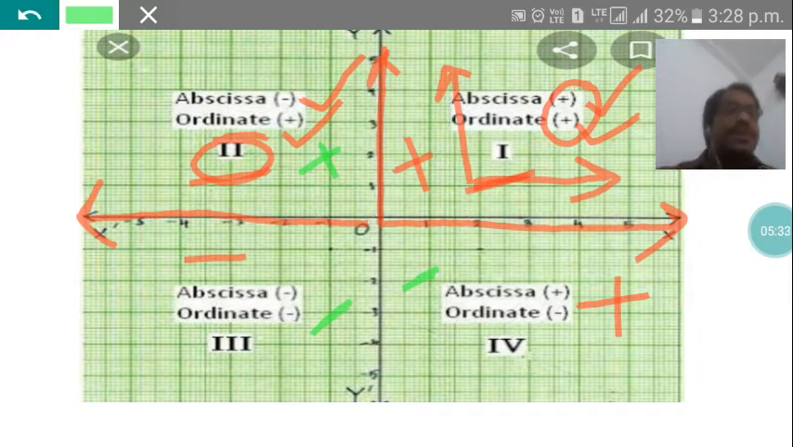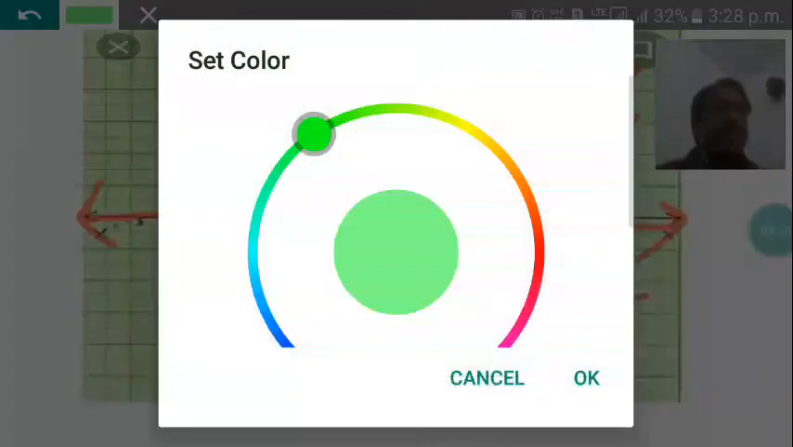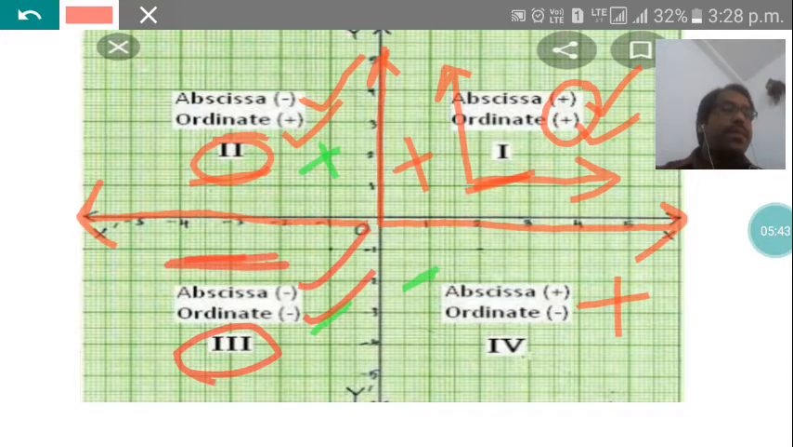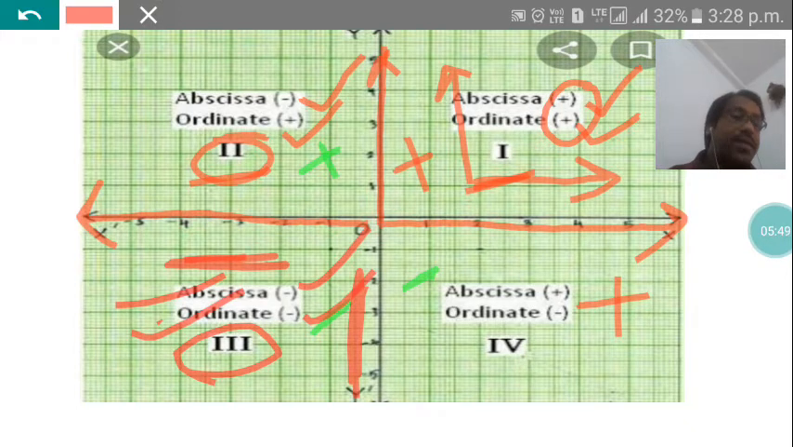So this is the first. Then what about the third quadrant? In the third quadrant, both are negative: x is negative and y is negative. That's why abscissa as well as ordinate are both negative. Whereas in the fourth, the last one, the abscissa is positive and the ordinate is negative.